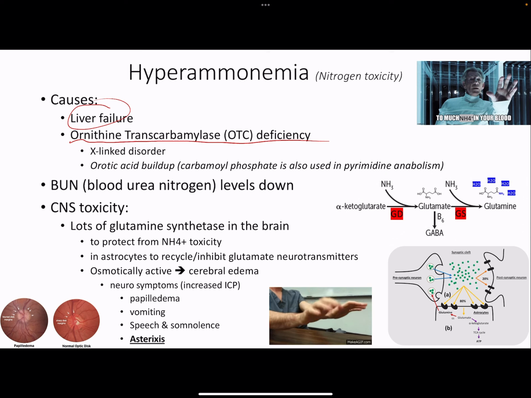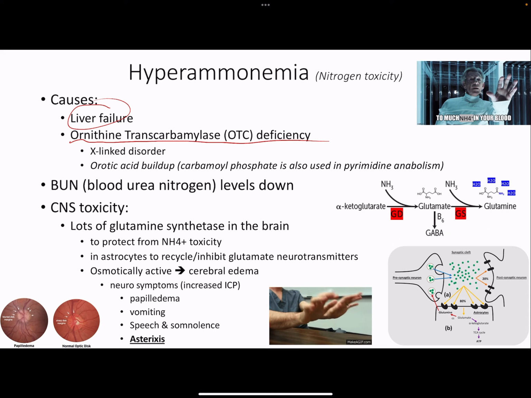All of these genetic things are relatively rare, but there's a spectrum of rarity. This one's actually more common than some of the other ones. Ornithine transcarbamylase is an X-linked disorder, and it causes something called orotic acid to build up. This might seem weird because ornithine transcarbamylase combines carbamoyl phosphate and ornithine. So if this enzyme doesn't work, shouldn't those accumulate?